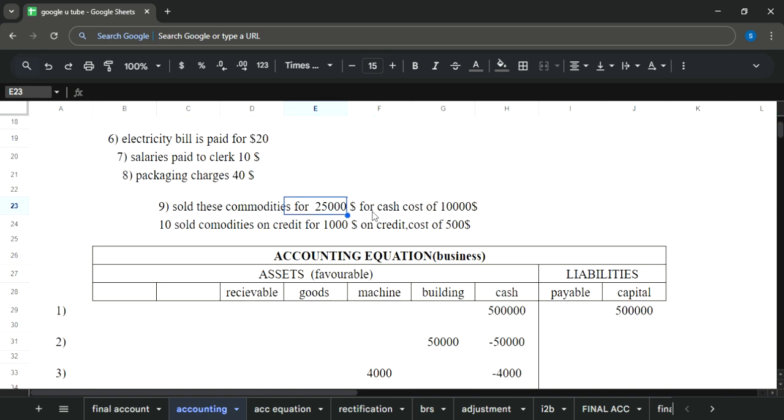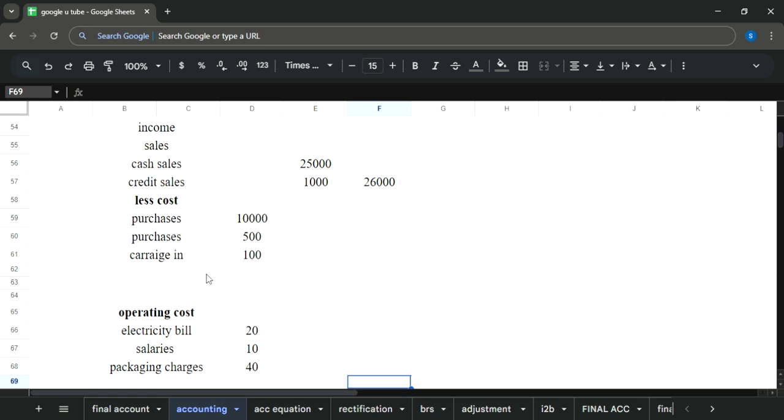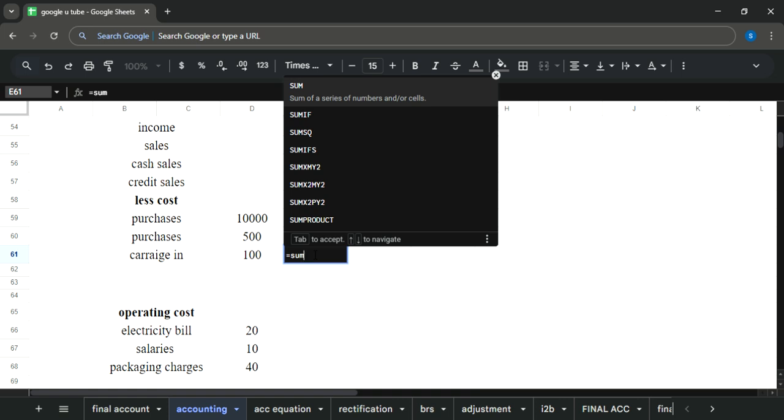You will see that you have sold commodities on credit for 1,000. So here 1,000 you will mention. Now see how much total amount of sale is. 25,000 for cash, 1,000 on credit. So total amount you have received is 26,000, and you have seen that these are some expenses you have made after selling these commodities. So now let's get the sum of total direct expenses.